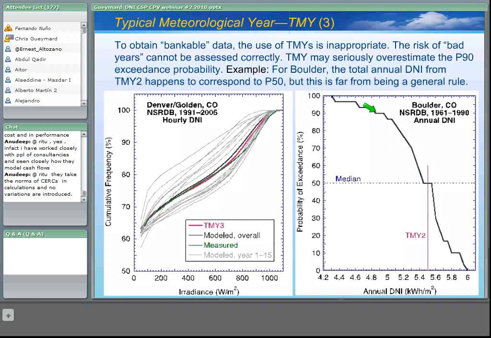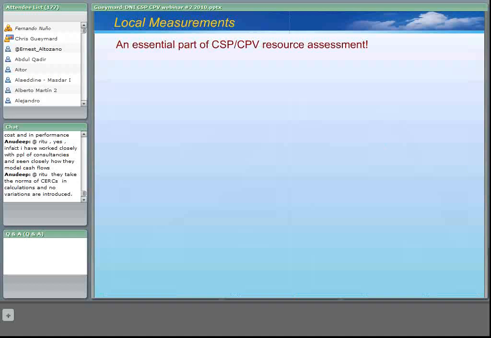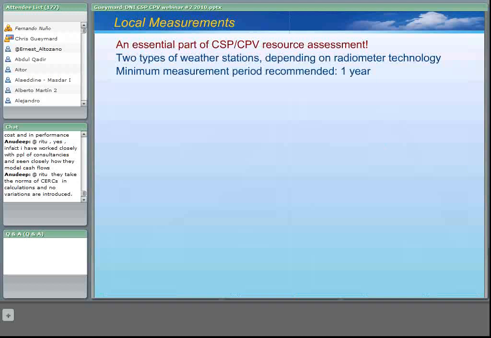So local measurements are obviously an essential part of resource assessments. There are basically two types of weather stations, depending on the radiometer technology you want to use, and I would say also your budget. The minimum measurement period, I would say, is 1 year, because you have all the seasons. Of course, the performance and prices vary. And so these are the two types of measurement stations.